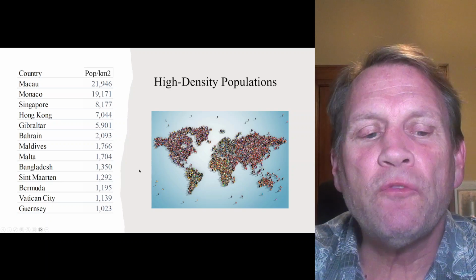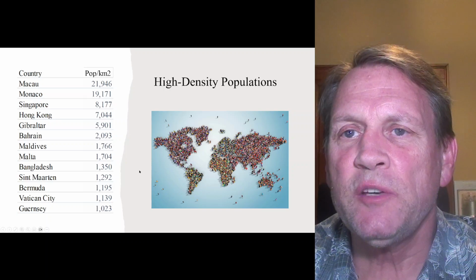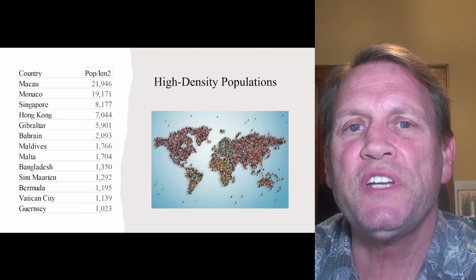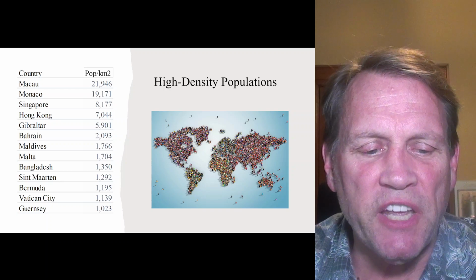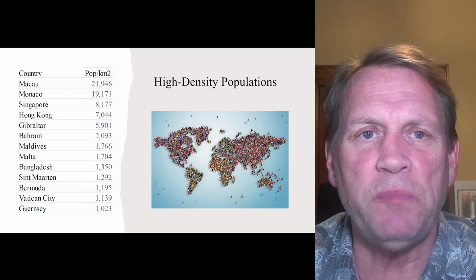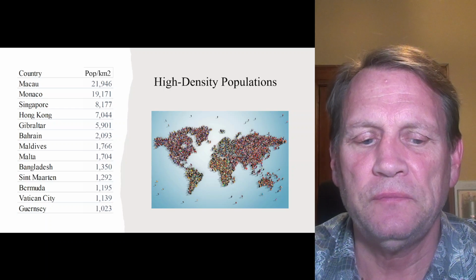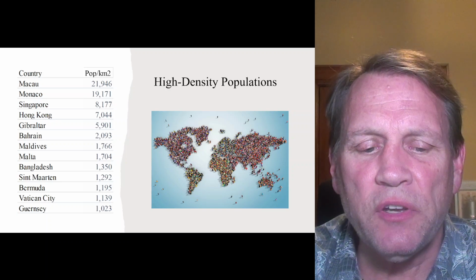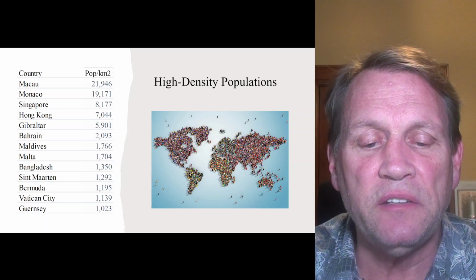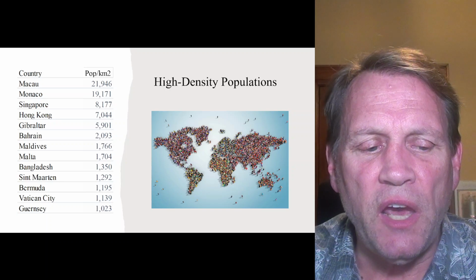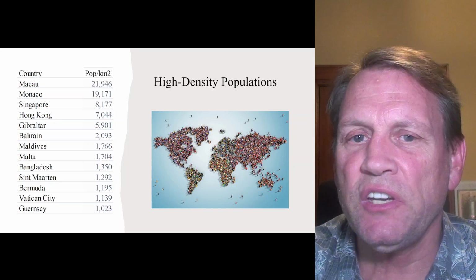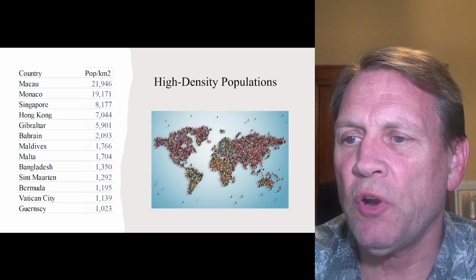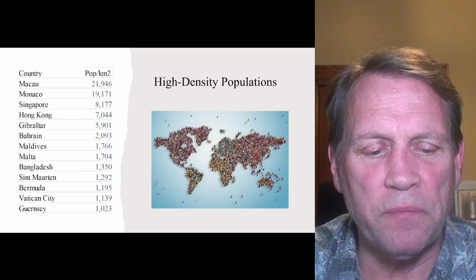So here are the top 14 most densely populated countries and territories in the world in 2025. In other words, these are the 14 countries, all of which have population densities of at least 1,000 people per square kilometer. The list is led by Macau, which is an administrative unit of China that's operated independently, then Monaco, and then with Singapore's island nation in third place, followed by Hong Kong and Gibraltar. And it goes down from there.